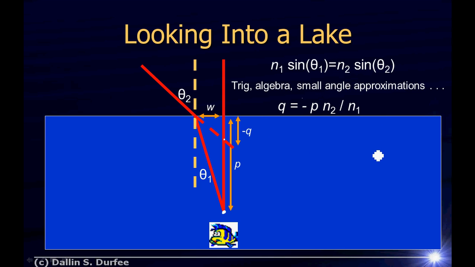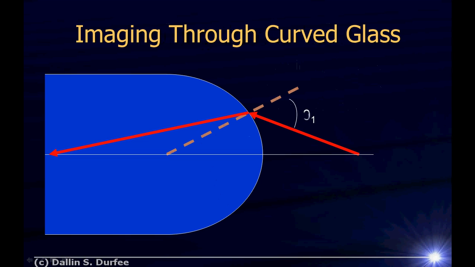We can figure out how far from the surface the fish appears to be. So we get an image distance that depends on our object distance, and then the index of refraction of the two media. Now what if I had a curved surface?